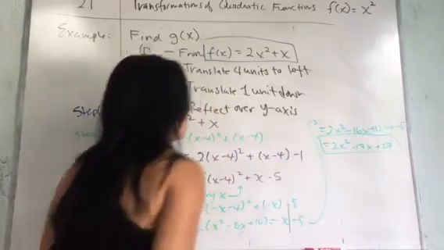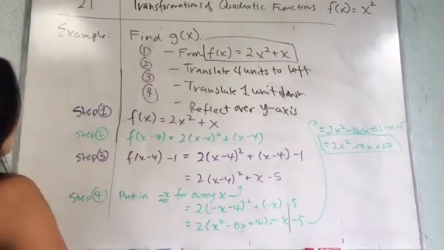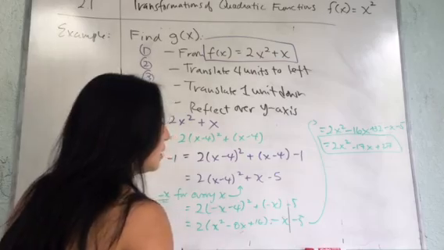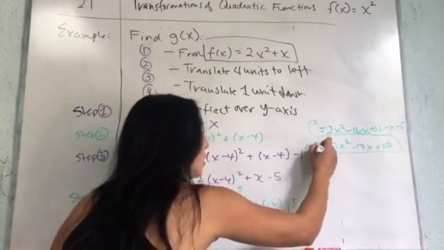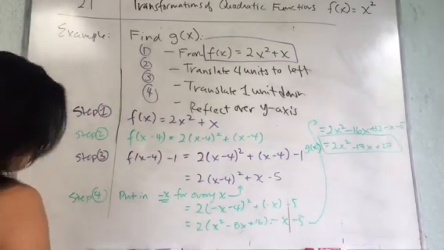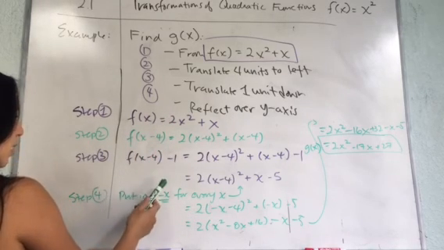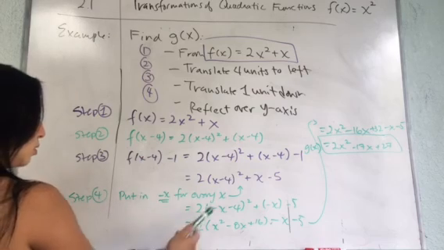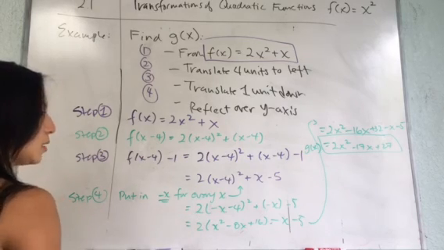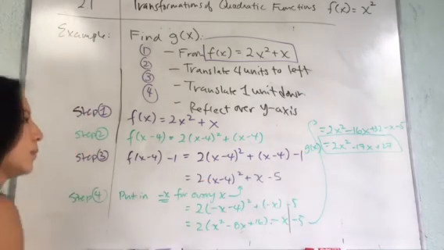So this is going to be the g of x. I should write that down. After we've done all 4 steps, we've written it down, translated 4 to the left, dropped it down by 1, reflected it over the y-axis by putting in a negative x, we end up with this function.